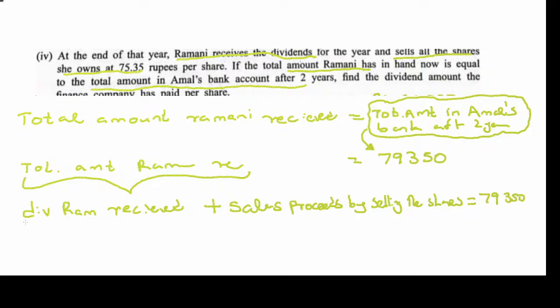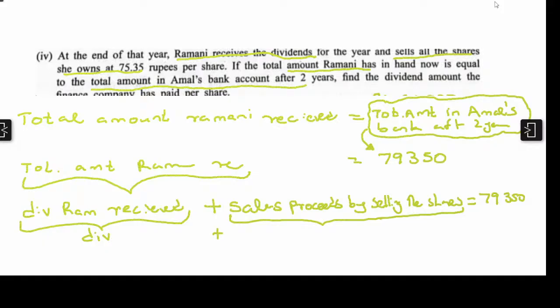Right. So what's the dividend Ramani received? That hasn't been told to us. So let's consider that as, since it's dividend, let me use the letter D, or just say dividend, plus what is the sales proceeds? By selling shares, how much is she getting to her hand? Now we have been told she's selling all the shares. How many shares did she own? She owned 1,000 shares, right?